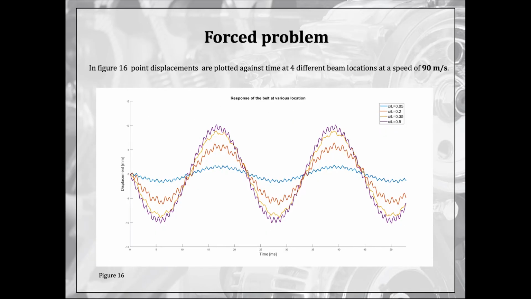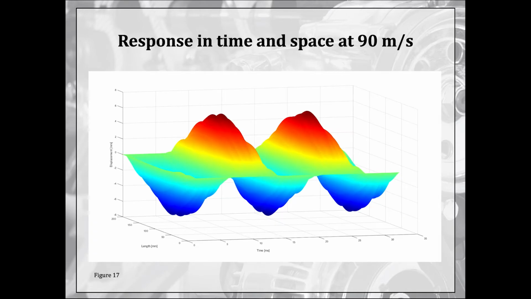If we increase the speed to 90 meters per second, we see that the period of oscillation increases. This is mainly due to the period of the first eigenfunction because this becomes much higher. And here we see the 3D plot of the response in time and space at 90 meters per second.